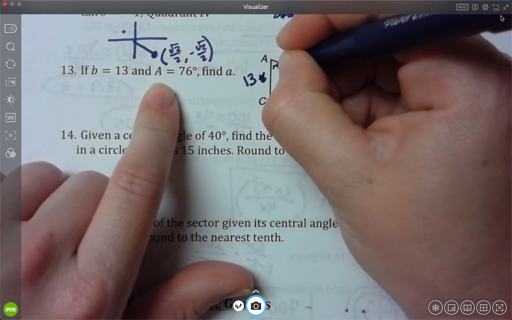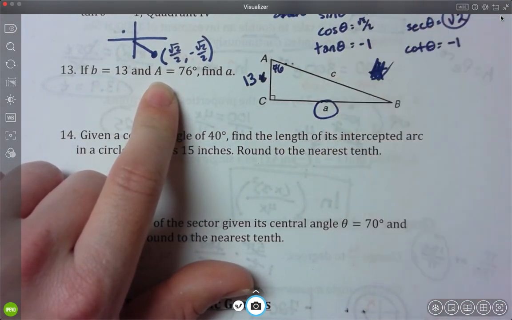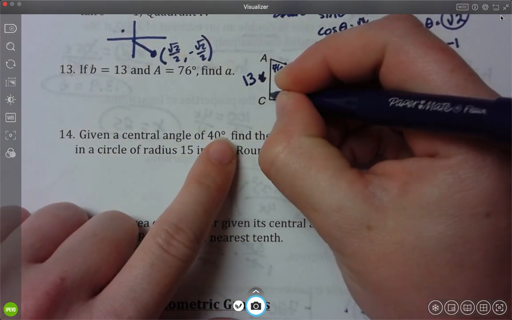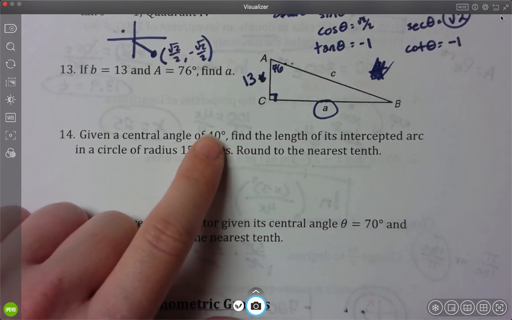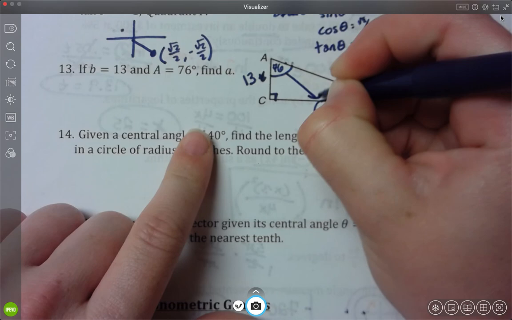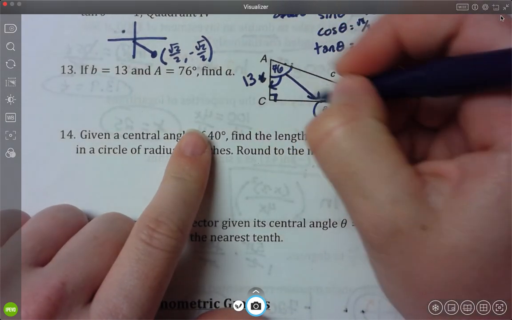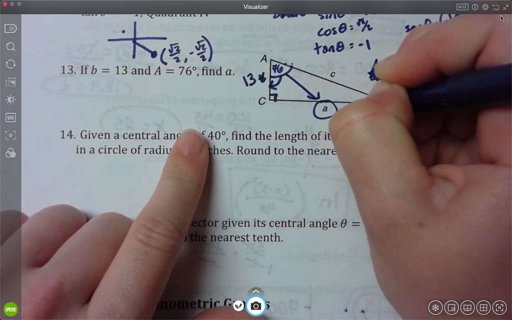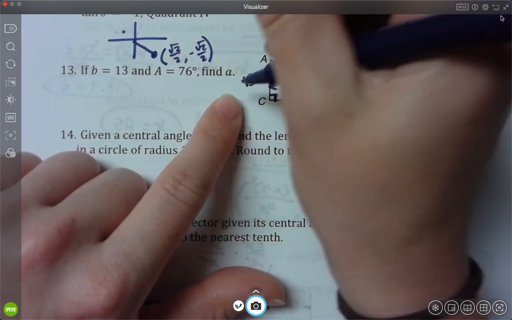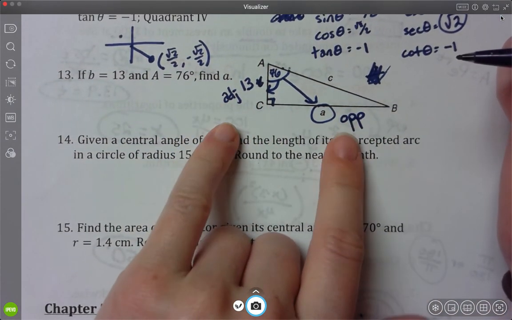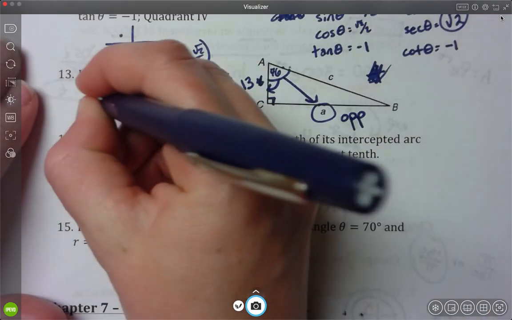A is 76 degrees. They want us to find angle A. I know I can use SOHCAHTOA because this is a right triangle. So I'm looking at this angle and asking, A and 13, what are those in relationship to 76? Well, A is going to be your opposite and 13 is going to be your adjacent side. So I need the trig function that uses opposite and adjacent, and that is tangent.